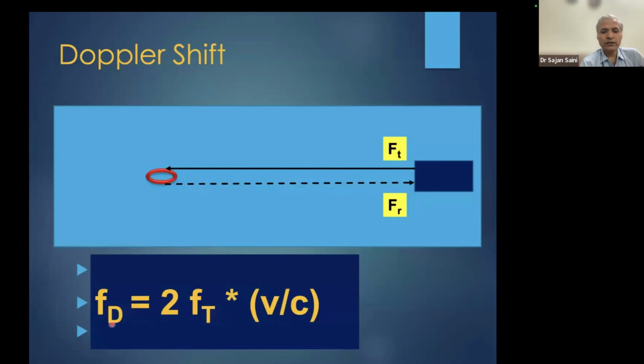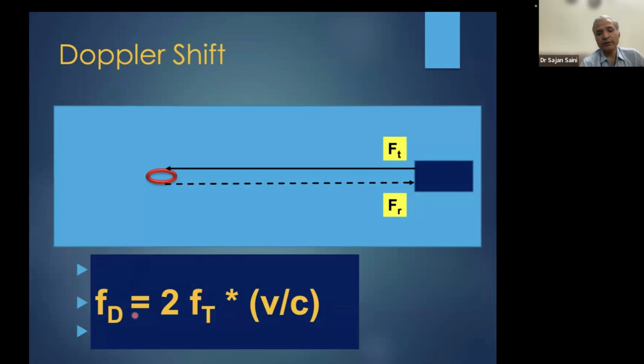So the Doppler shift is equal to twice the transmitted frequency multiplied by the velocity of this object divided by the speed of the ultrasound wave. The speed, we know that it is 1540 meters per second. The transmitted frequency is known because we have fed this frequency into the system. The Doppler shift is known.